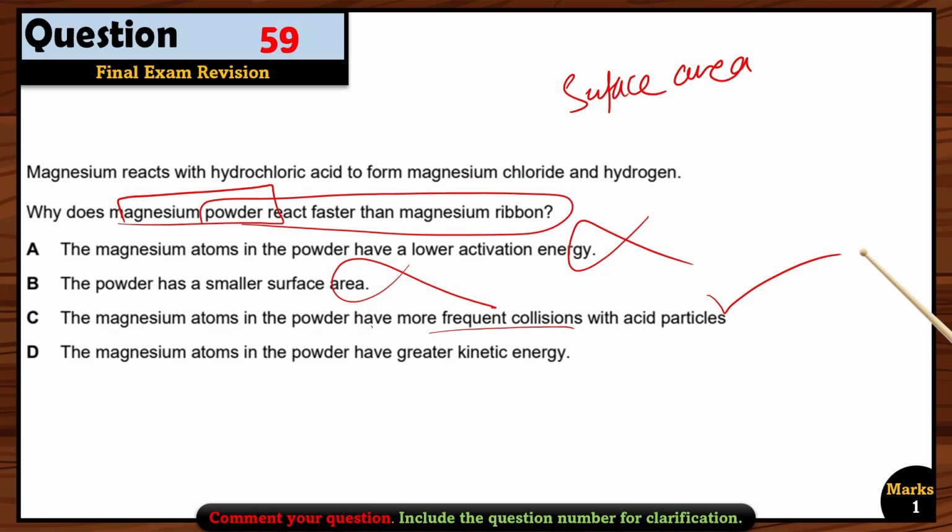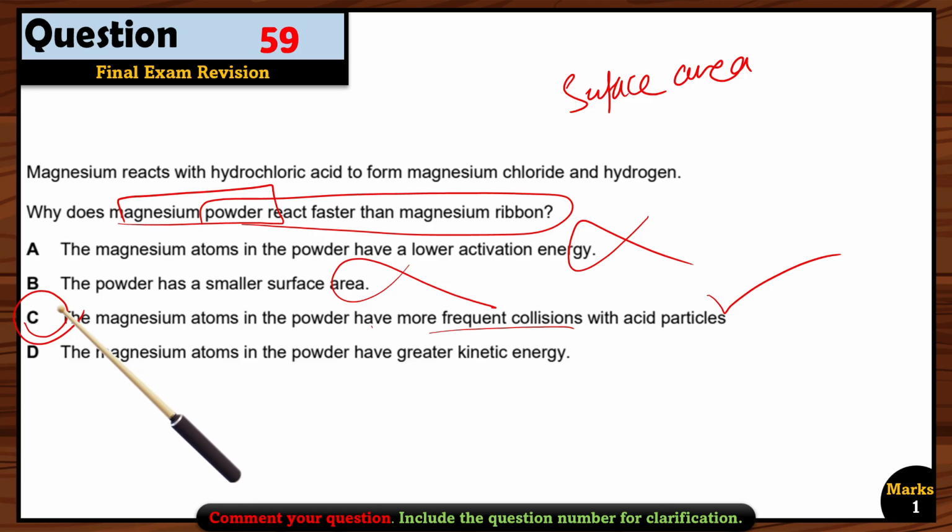Now they have more particle collision because now they are more exposed to the acid. The acid is another reactant, right? So because you have increased the surface area, it means now there are more chances of collision with the other reactant. So option C is the right option for this question.